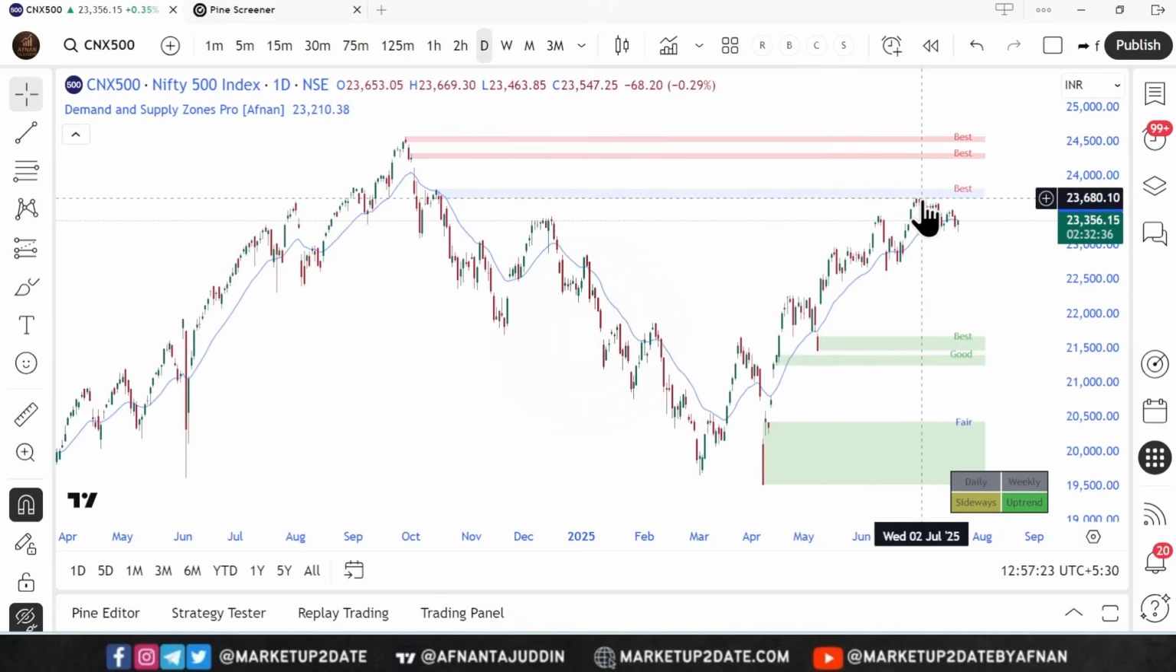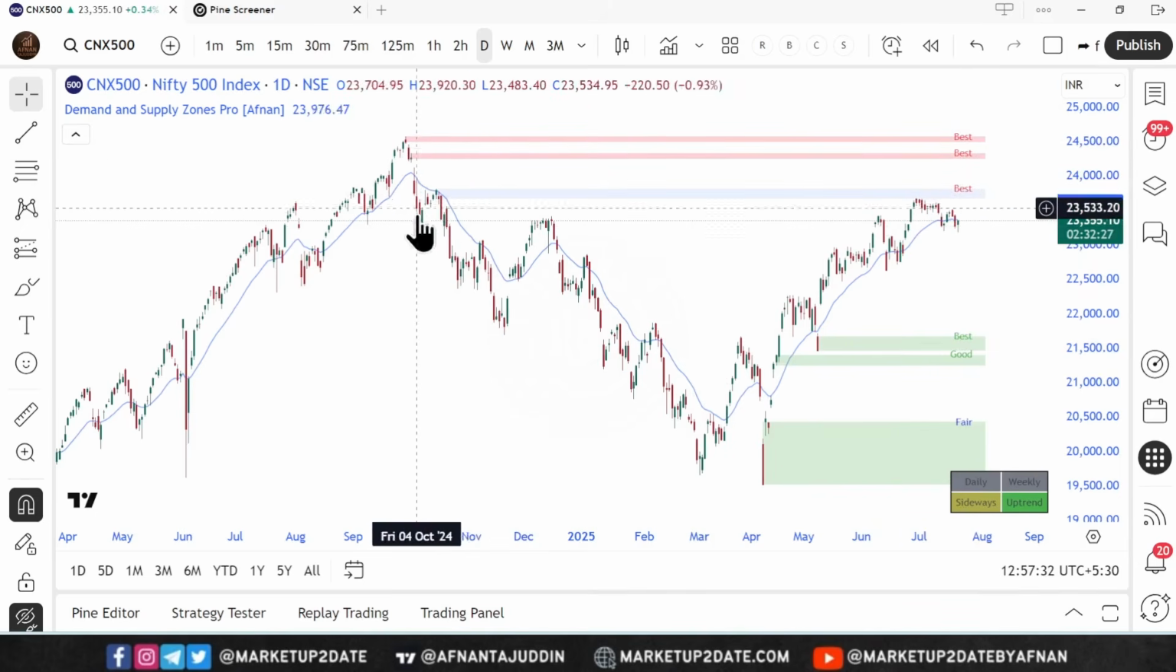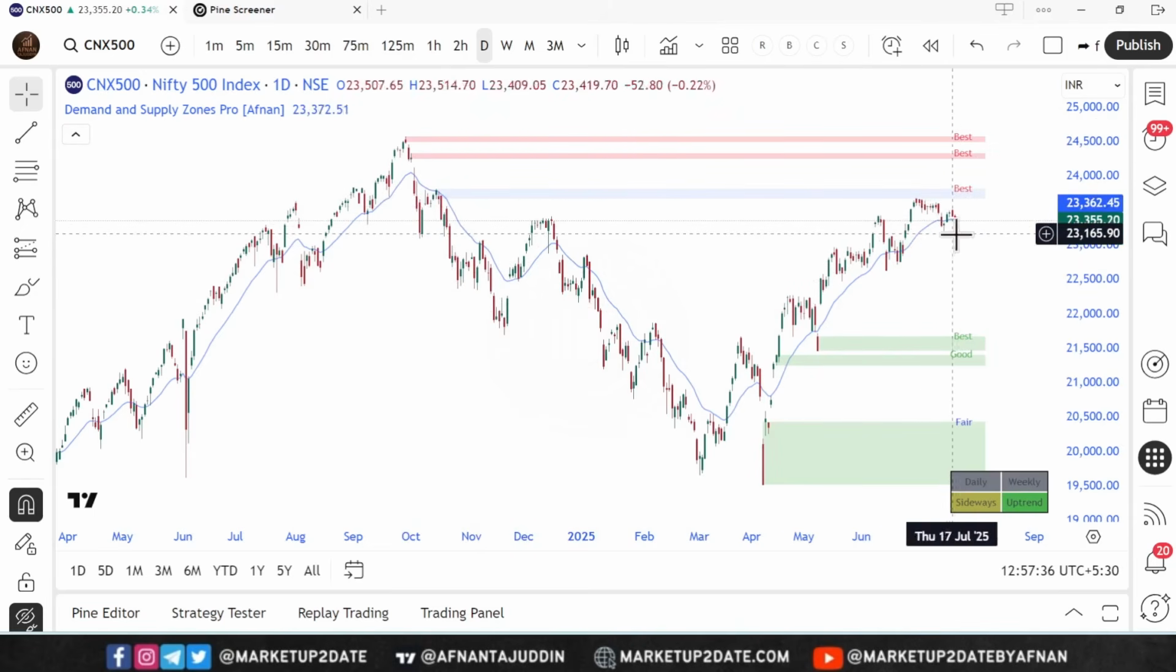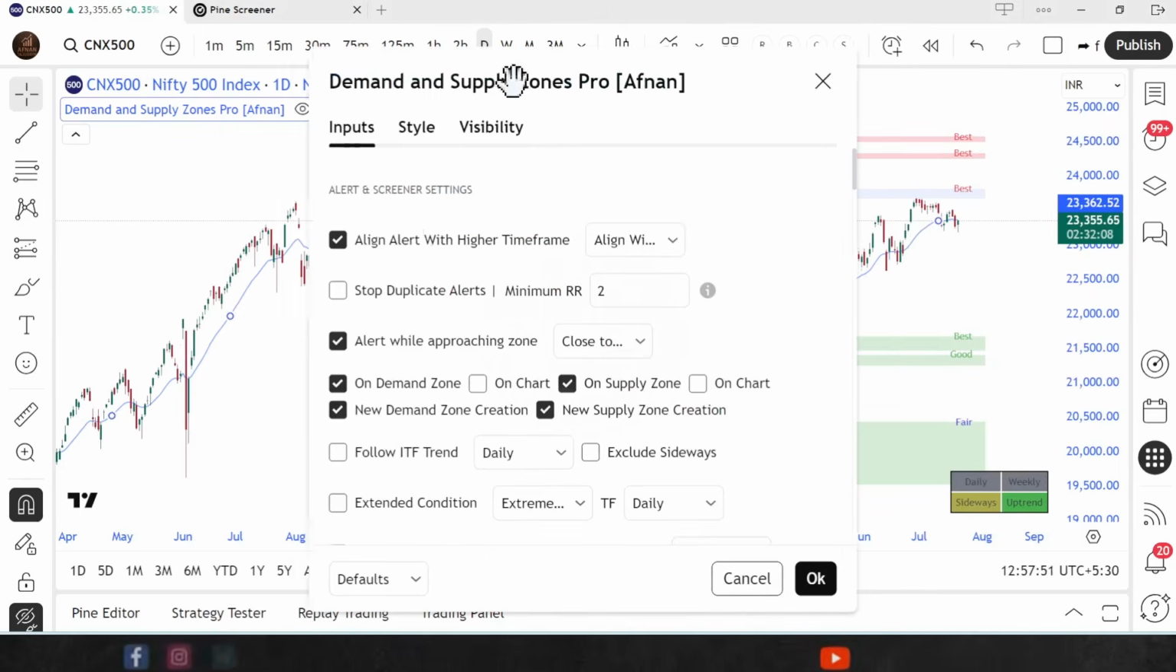The red boxes are supply zones. This is the opposite, an area where immense selling pressure took control of the market. We anticipate that a return to this area may trigger a sell-off as institutions defend their positions. The true power of this indicator lies in its ability to automatically identify, filter, and present these critical zones to you. Let us now open the settings to see how we can control this entire process.